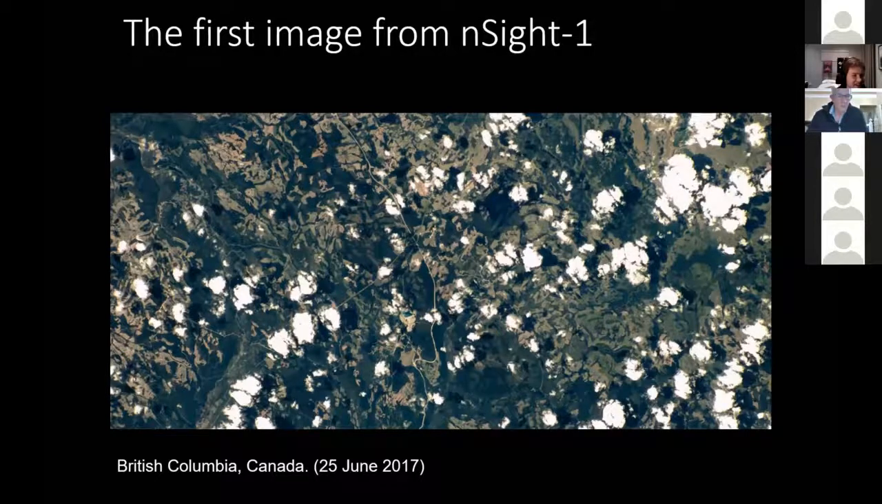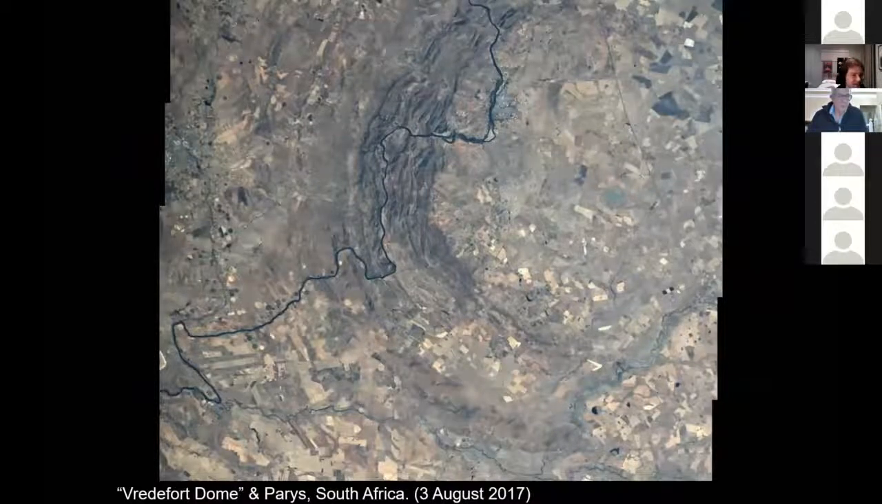So after this successful first photograph, this satellite went on to take some other really beautiful ones. I'm just showing some here for your interest. This one taken over the town of Parys in the Free State. This is the Vredefort Dome. You can see sort of the half circular shape, which is remnants of an ancient impact crater, very ancient, that one can still see from space.